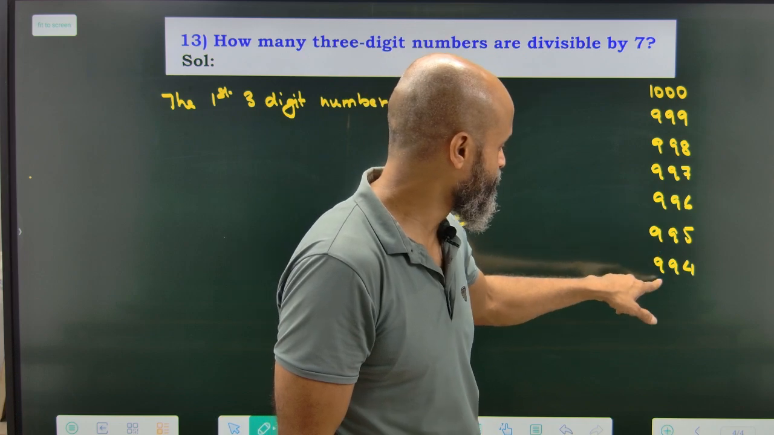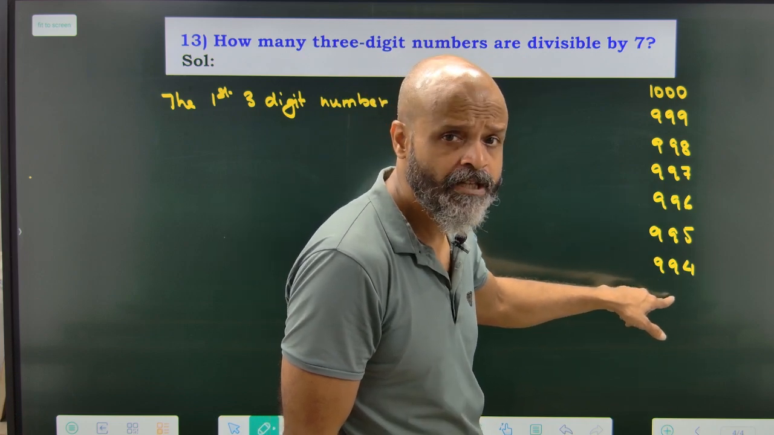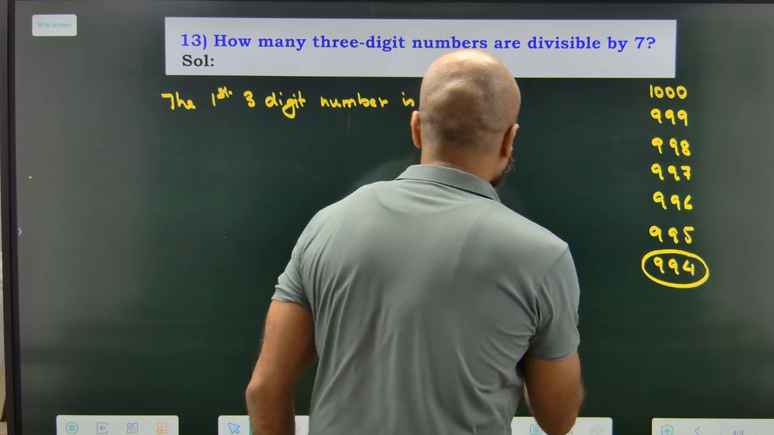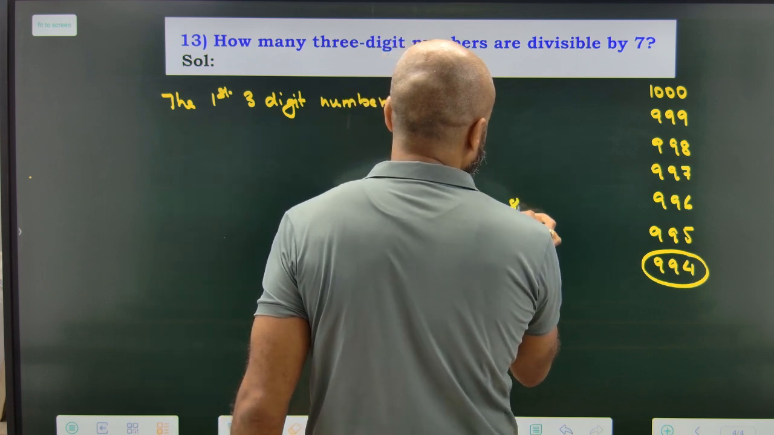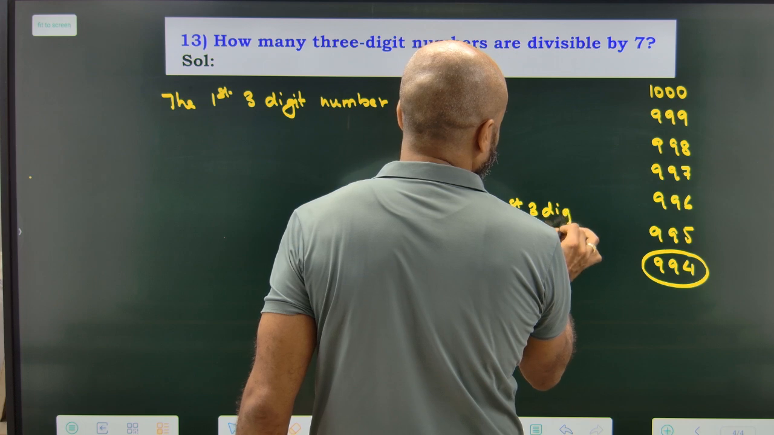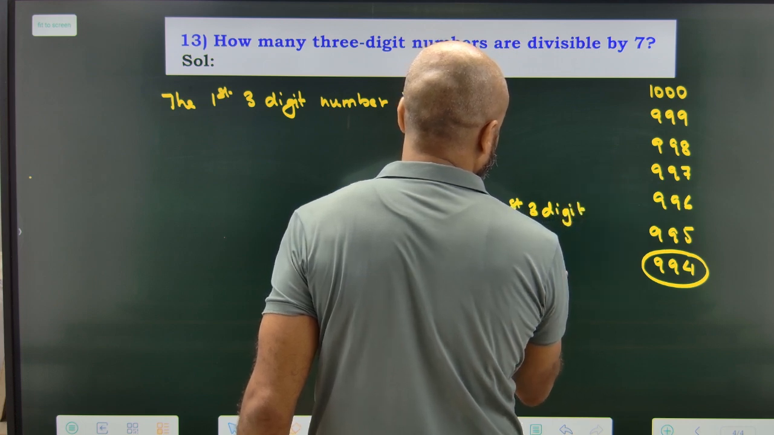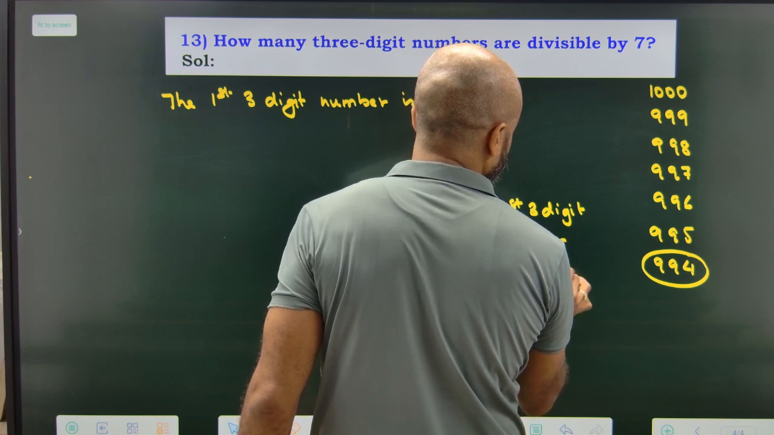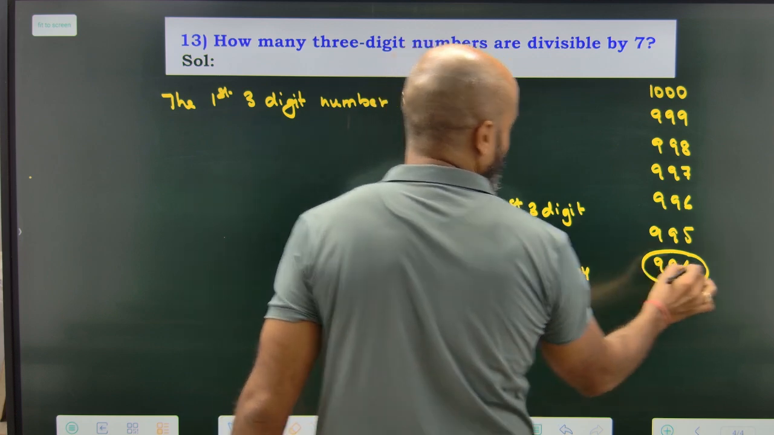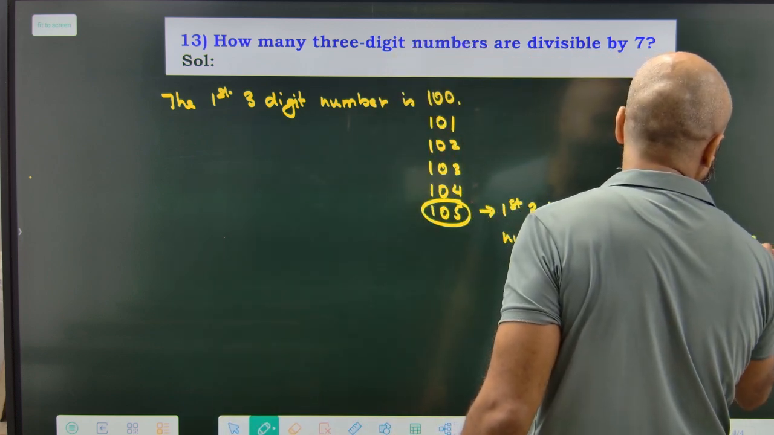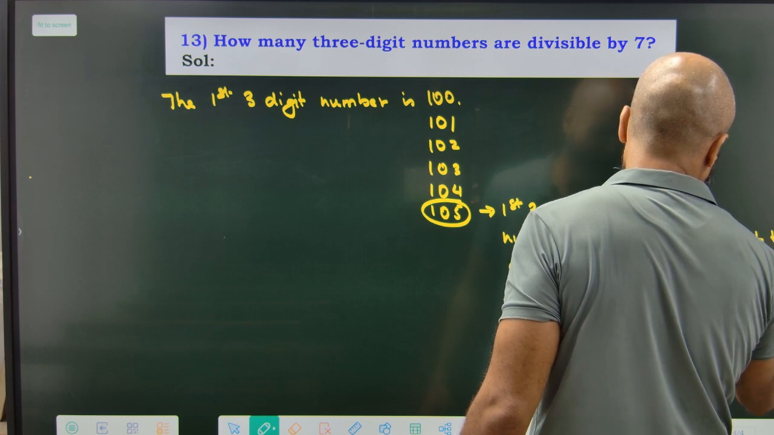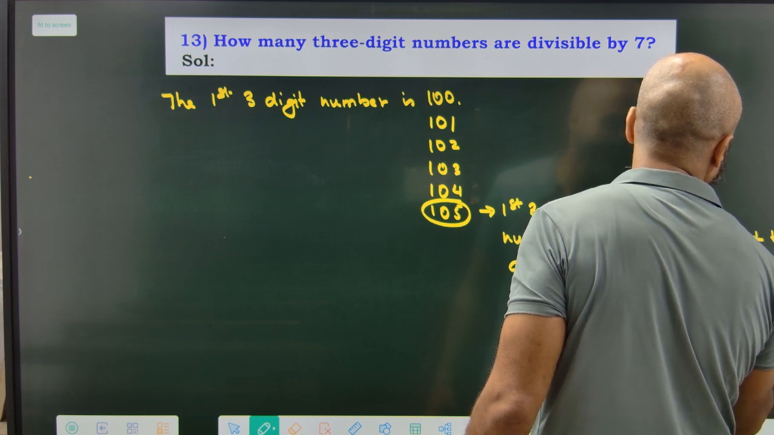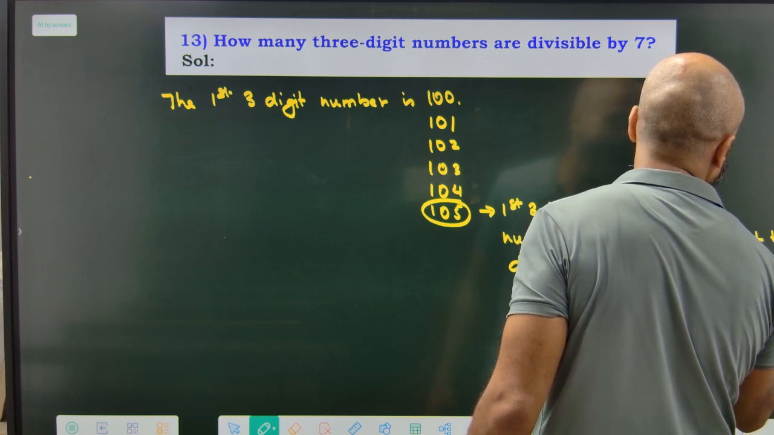Okay, so 7 1s are 7, leaves you with a 2. 7 4s are 28, leaves you with a 1. 7 2s are 14. So this is the first 3-digit number divisible by 7, and this is the last 3-digit number divisible by 7.